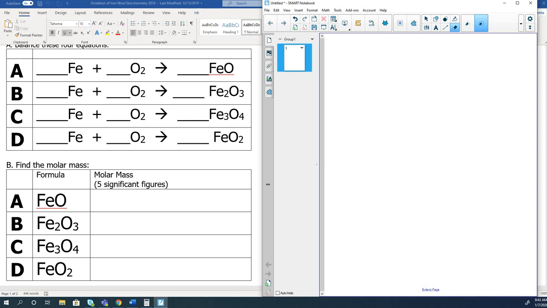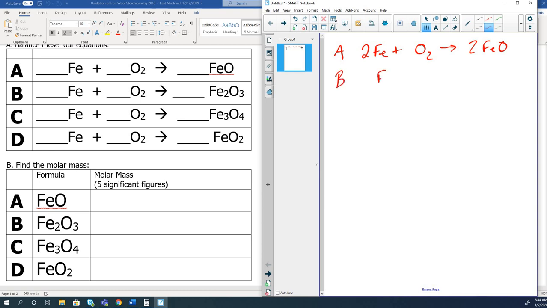So on the first one, for A, let's see. For A here, what would be in front of the Fe? Okay, we put a 2 in front of the Fe, and then in front of the O2, what do we put? So we don't write it. And what do we put in front of the FeO? 2. Okay, what about B?